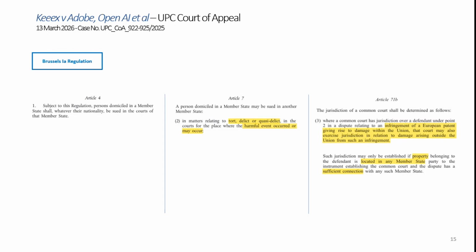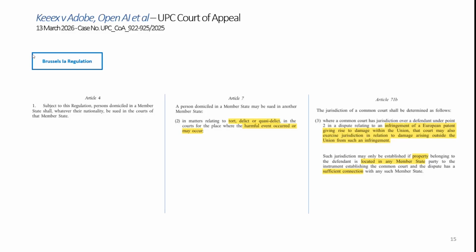So this is a special rule that might also be used to create jurisdiction of the UPC. And there is a third rule that might also be relevant. It's Article 71B of the Brussels I regulation, paragraph 3 there, which also creates the possibility for a court that has been seized with the infringement, with a case around the infringement of a European patent that gives rise to damages within the UPC territory, to expand this jurisdiction also with respect to damages arising outside of this territory.